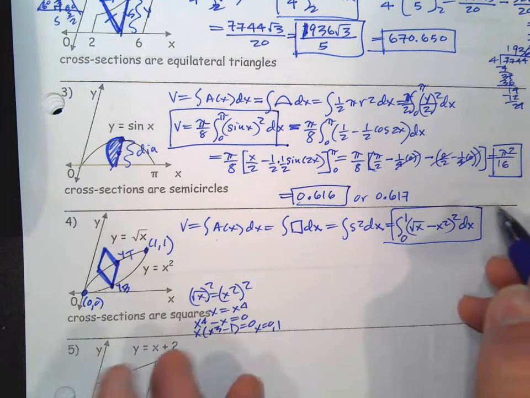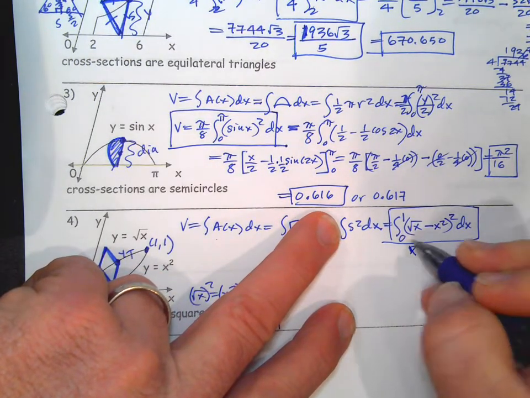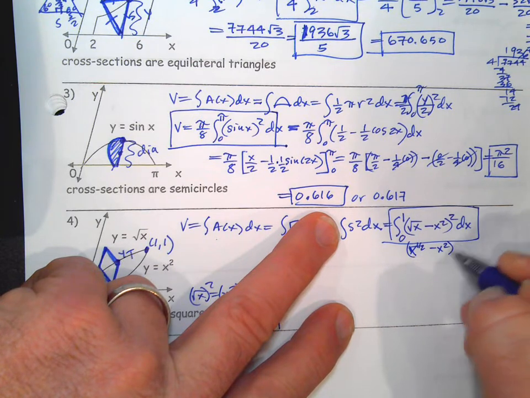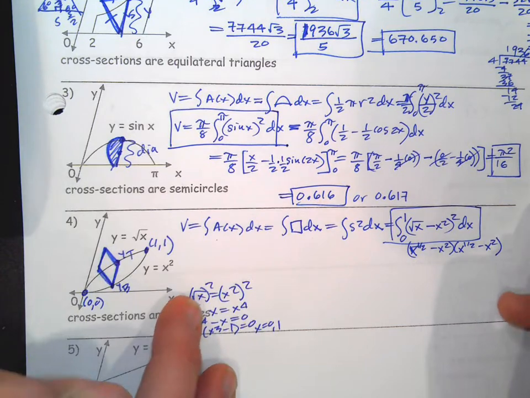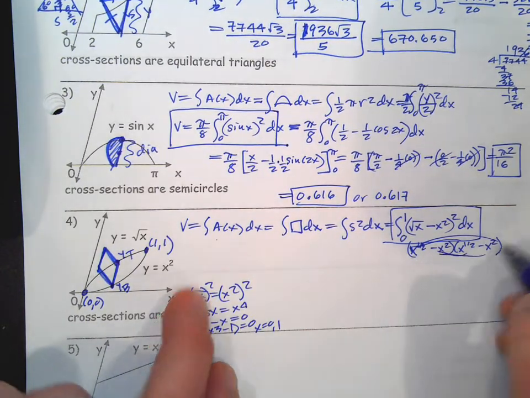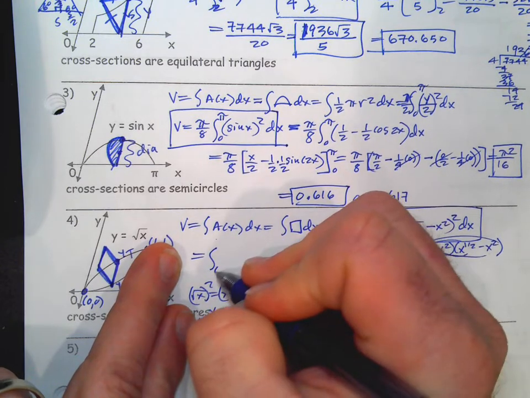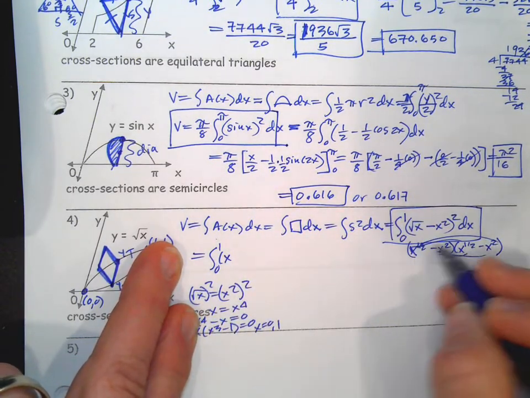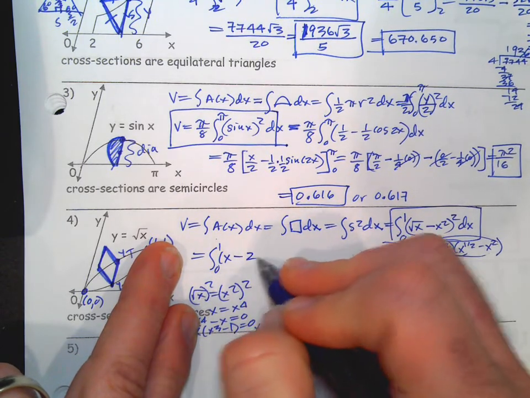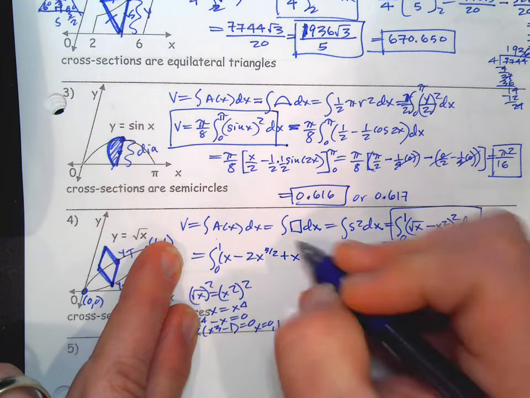Now, if we're going to do it by hand, we're going to want to FOIL this out first. On a calculator, you don't need to do this. You FOIL it out. And so then we're going to get 0 to 1, we're going to get x. Then we get x to the 5 halves twice, so minus 2x to the 5 halves plus x to the 4th.